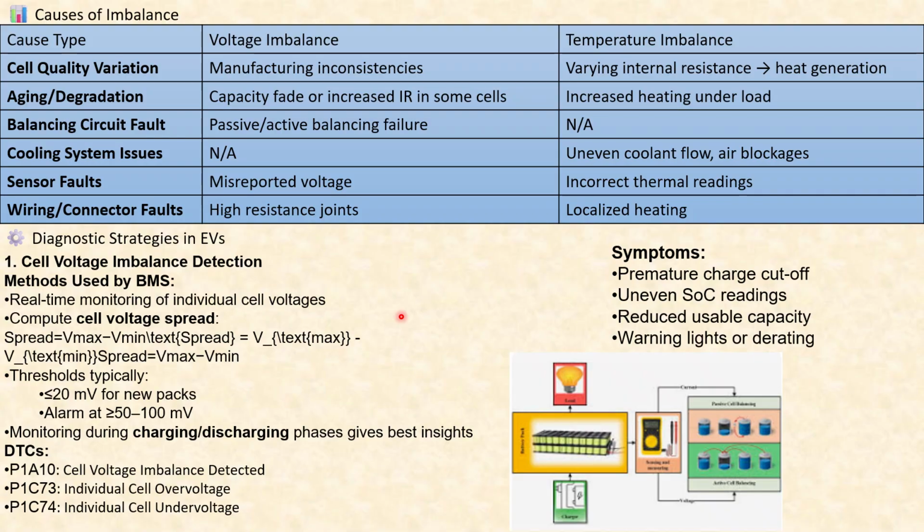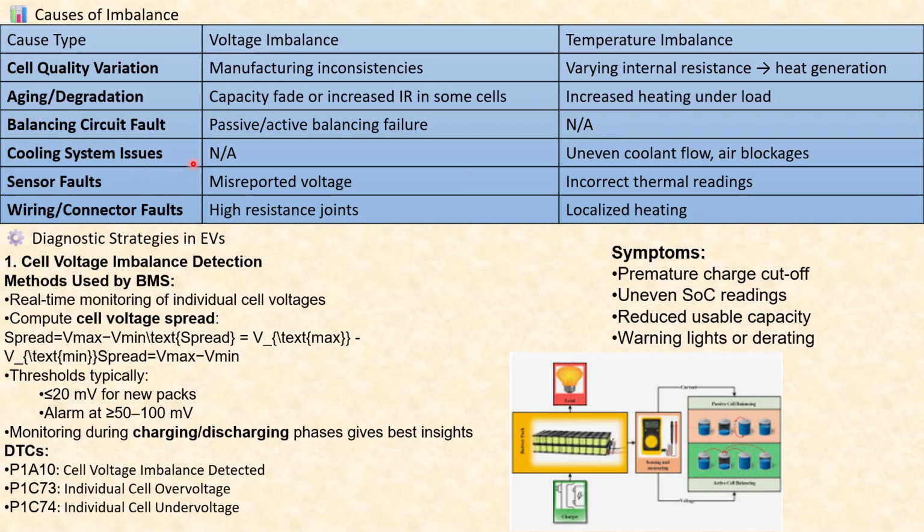Now, what are the major causes of the imbalance? The first is cell quality variation. This cause leads to voltage imbalance, and the reason may be manufacturing inconsistencies and varying internal resistance and heat generation. Talking about aging degradation: capacity fade or increased IR in some cells, and increased heating under load. Now talking about the balancing circuit fault: passive or active balancing failure causes voltage imbalance, and when it comes to temperature imbalance, it is not applicable.